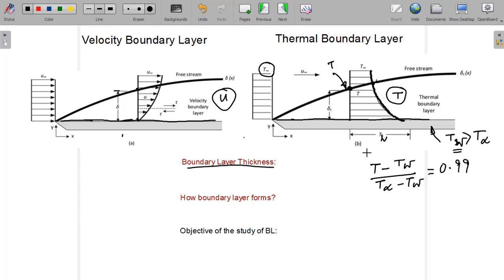Okay, so these are the points where this will occur, and if we join those points, we will get the edge of the thermal boundary layer. This thickness, where the temperature is such that (T minus T wall) by (T infinity minus T wall) is 0.99, is called the thermal boundary layer thickness, and it is symbolized as delta with a suffix T. So this is the thermal boundary layer thickness, this height.